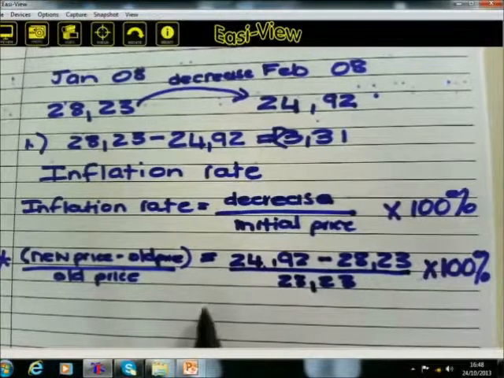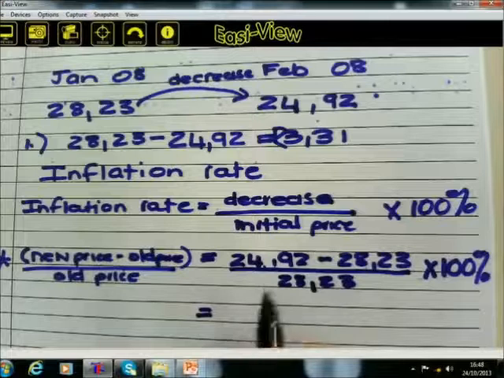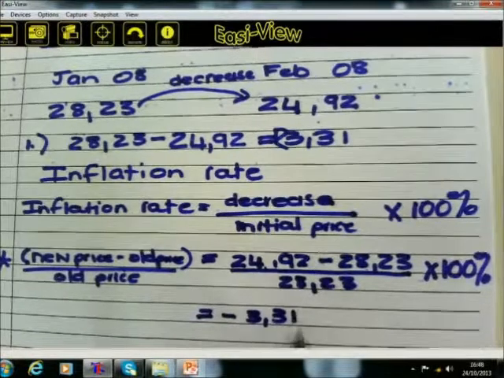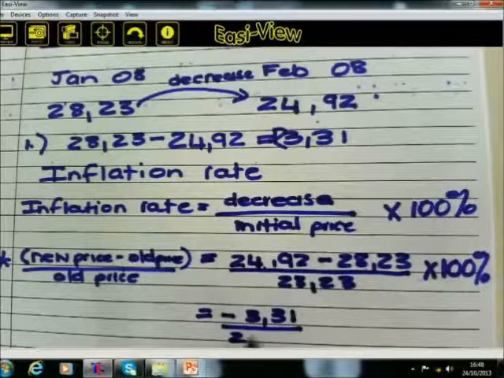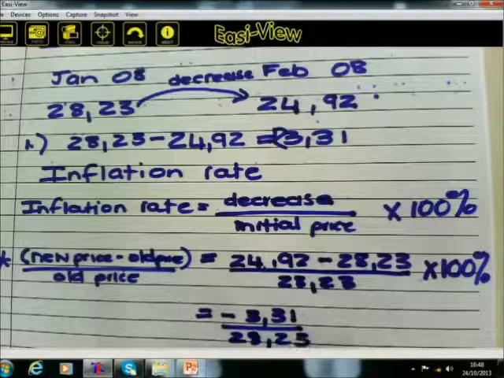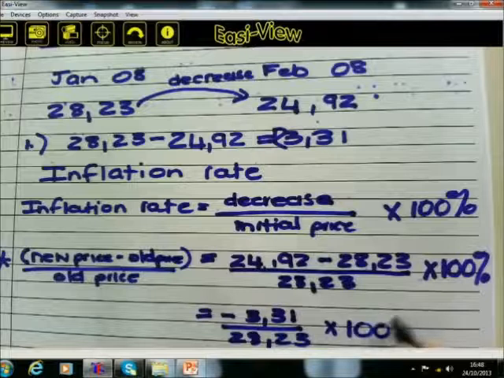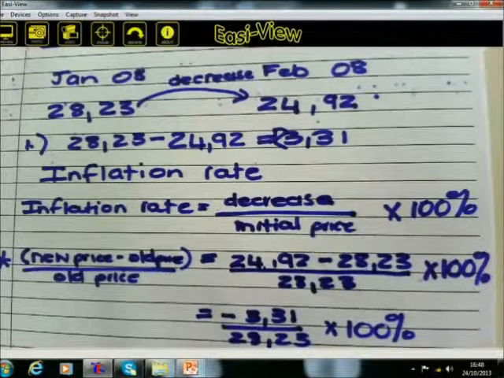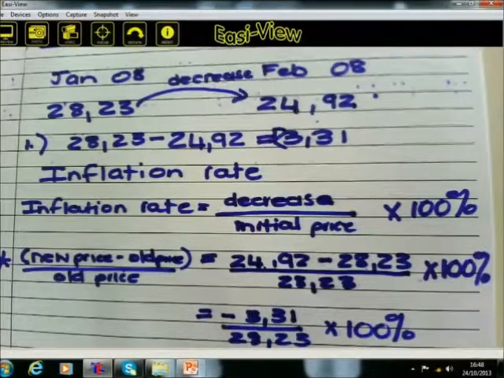Now when I simplify it, it gives you minus 3 Rand 31 over 28 Rand 23, multiplied by 100%. And if I simplify it, it gives you minus 11,7%.